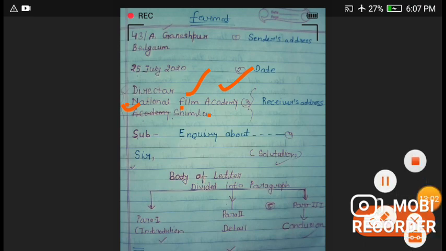Now in the second video we will see the body of the letter, how to write the body of the letter.